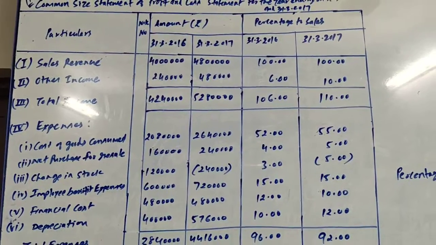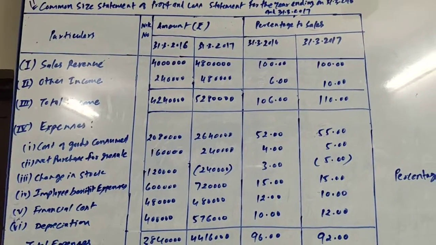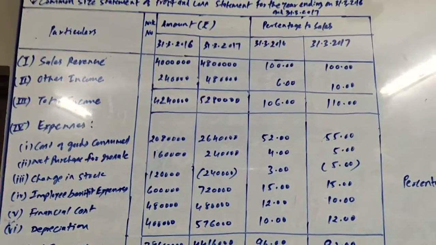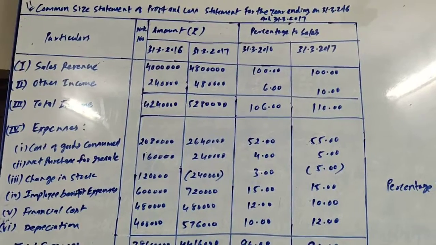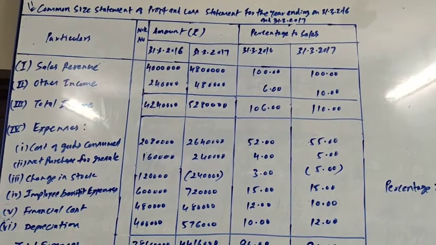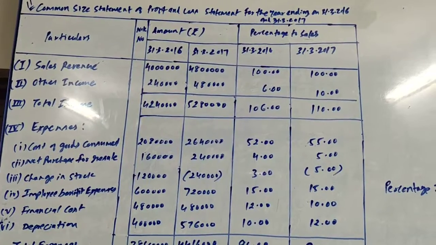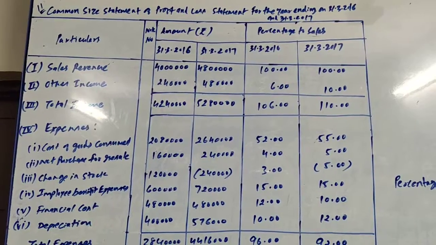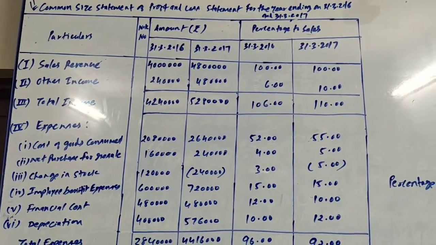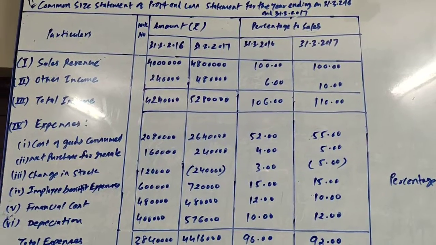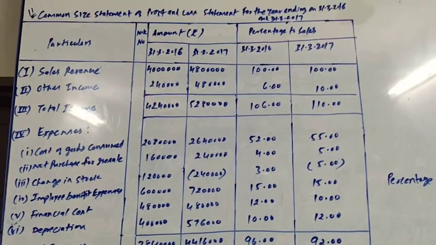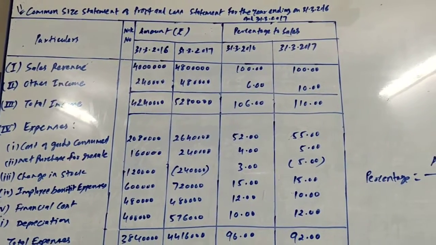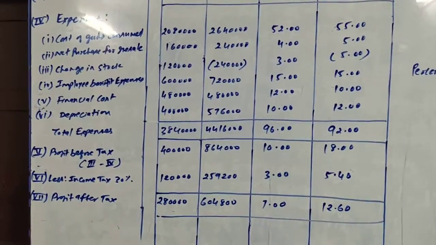The depreciation given to us is 4 lakh and 5,76,000 respectively. So when we convert this in percentage for the year 2016, we get 10%. That is how: 4 lakh divided by 40 lakh into 100. And when we convert the amount 5,76,000 in percentage for the year 2017, we get 12%. That is how: 5,76,000 divided by 48 lakh into 100. Okay, so the formula is very simple. Any amount divided by sales into 100 will give you the percentage to sales.